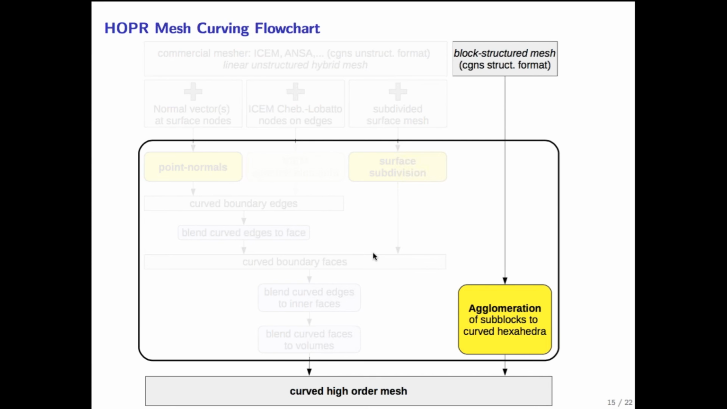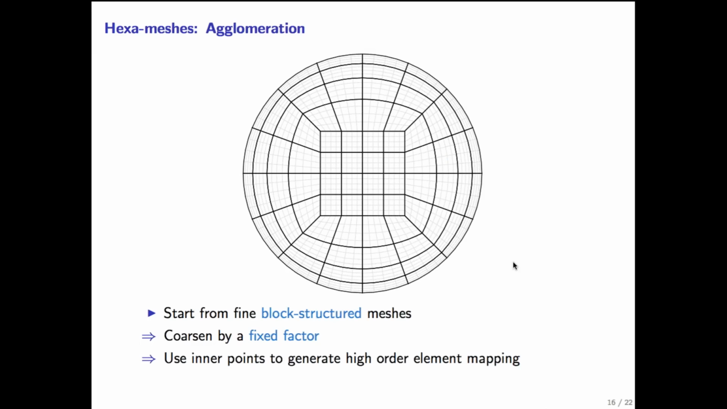The third approach I want to show you is when you start with a block structured mesh and you agglomerate the sub-blocks. So this might be something that was also done by Pointwise with this post-processing script. The idea is to start from a fine block structured mesh, which you can hopefully see in the gray lines, and you coarsen this mesh by a fixed factor and use the inner points to generate a high order element mapping.